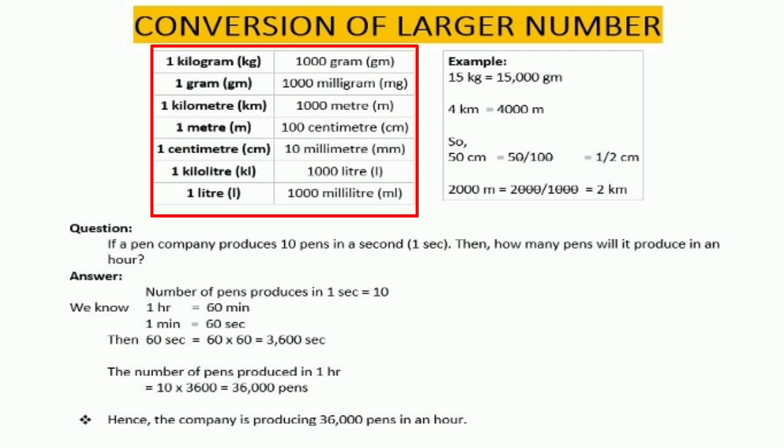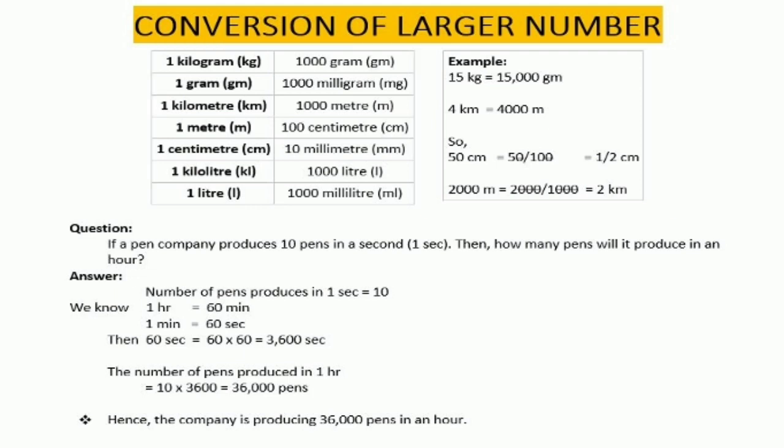You have all read it before, but here we read it again and remember all these things. So 1 kilogram is equal to 1000 gram. Then 1 gram is equal to 1000 milligram. 1 kilometer is equal to 1000 meter, while 1 meter is equal to 100 centimeter. Then 1 centimeter is equal to 10 millimeter. Then 1 kiloliter is equal to 1000 liter, while 1 liter is equal to 1000 milliliter.